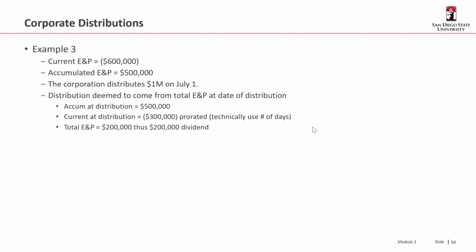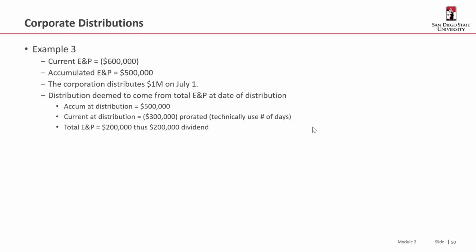Example 3, current E&P is negative, positive accumulated E&P, and the corporation distributes $1 million on July 1st. This is probably the trickiest of the four scenarios because in this particular instance, you have to calculate total E&P at the date of the distribution. So accumulated E&P at the date of the distribution is whatever it was when we finished last year end. So that's the $500,000. Current E&P is what E&P would be on the date of the distribution if it were prorated. And technically, you're supposed to use the number of days, but for this example, I just slice it right down the middle. It's July 1st. So think of it as half a year, right?